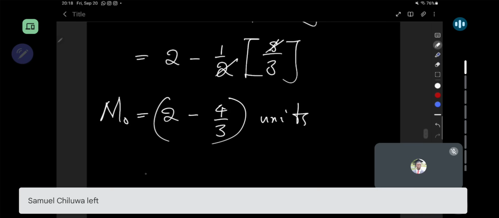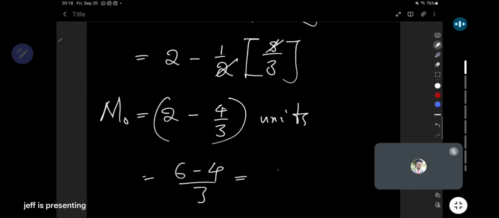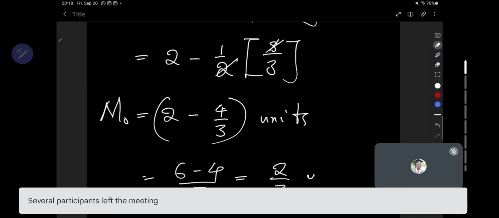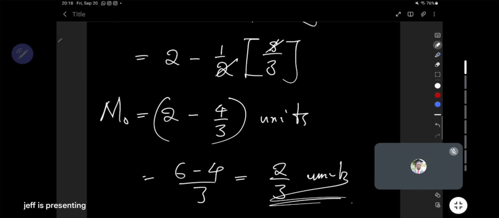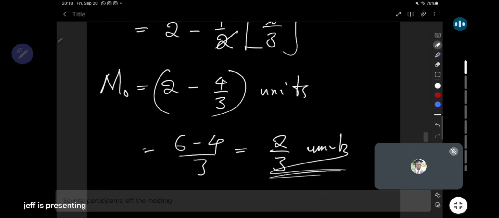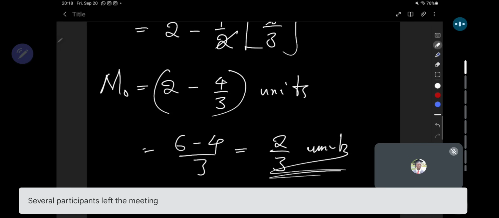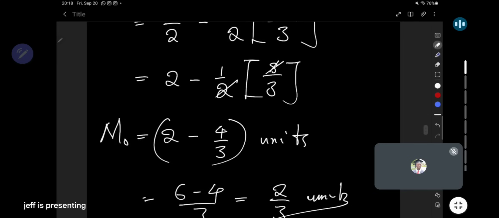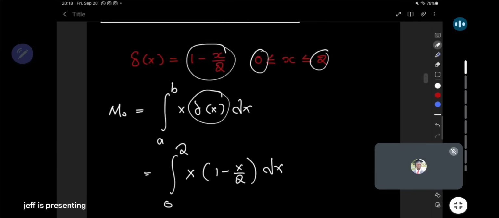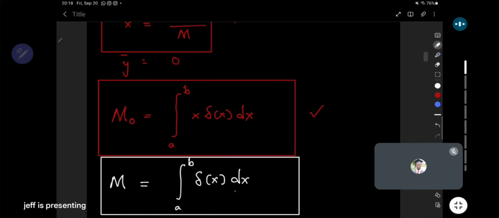We can combine these, of course. This is going to be 6 minus 4 over 3, and this is going to be 2 over 3, and whatever the units. So this ends up giving us the moment about the origin. And once we're done with the moment about the origin, we can go ahead and now get the mass.